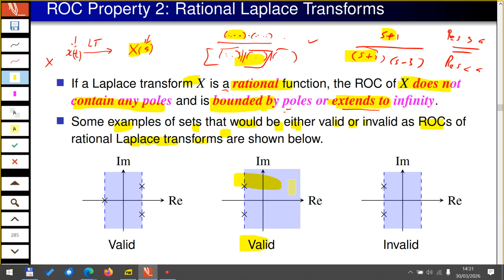Tell me. Vertical strip, right? Bounded from the left by these two poles, right? And what happens on the right? It extends to infinity, yeah, because it stops at the arrow. You can't draw it everywhere. So now tell me, why is the last one invalid?